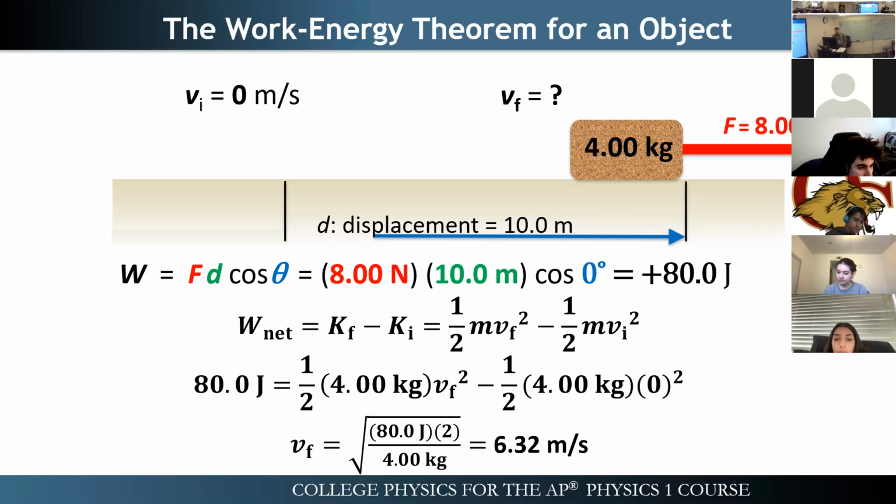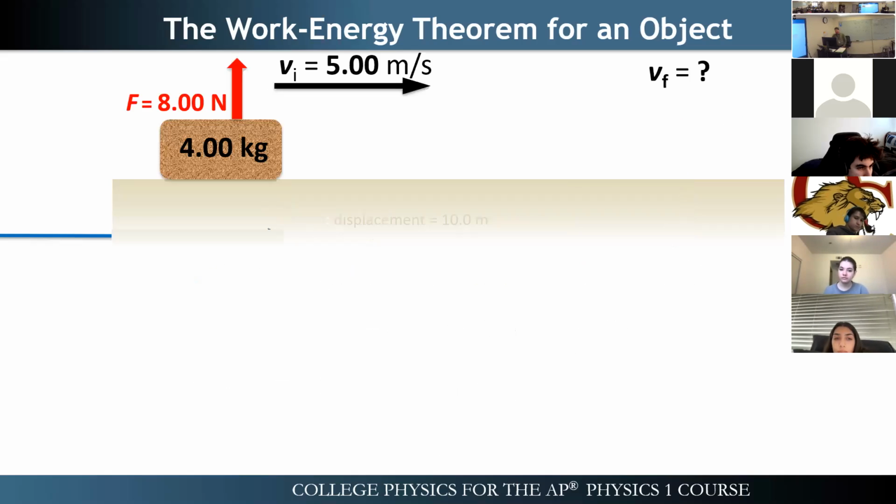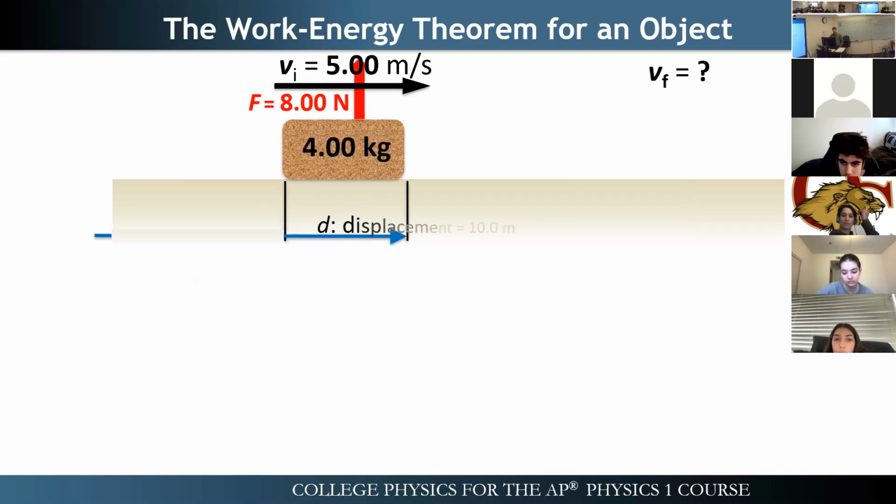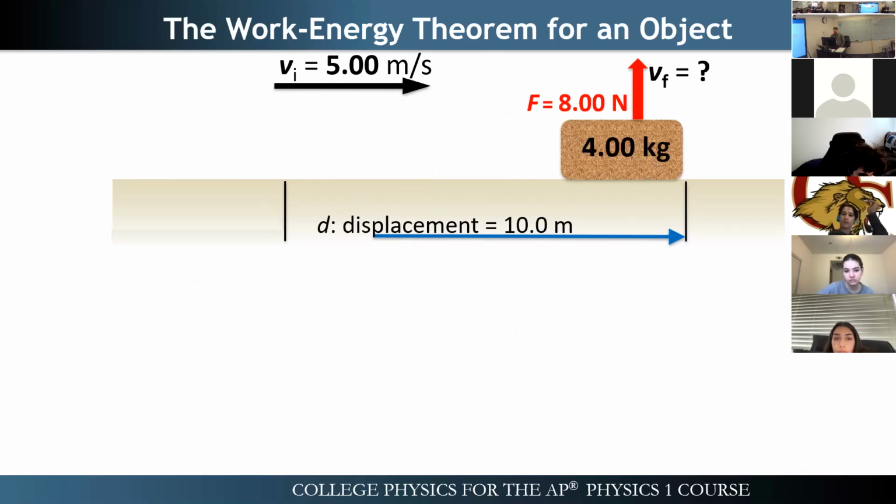All right. Now, what if the force was straight up? So this is a 40 Newton weight. So 8 newtons is not going to lift it off the table. It's just going to make it feel a little bit lighter, right? But it's not going to lift it off the table. If it starts at 5 meters per second while it's moving across this frictionless surface here, and it has an 8 Newton upward force, how much work is that 8 Newton force doing?